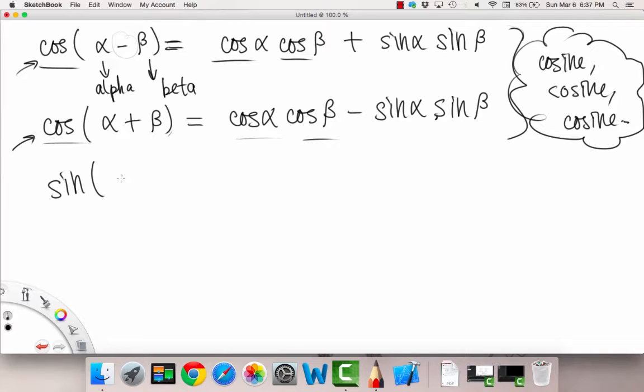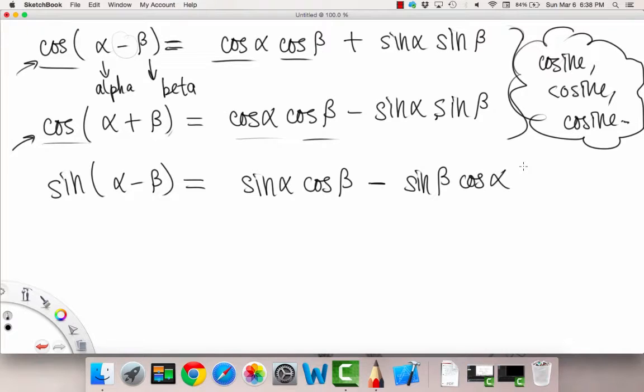So sine of alpha minus beta, okay? So this is taking the difference between two angles and then taking the sine of it. And this is going to be equal to sine alpha cosine beta minus sine beta cosine alpha. Okay, so this one looks a little bit more complicated.